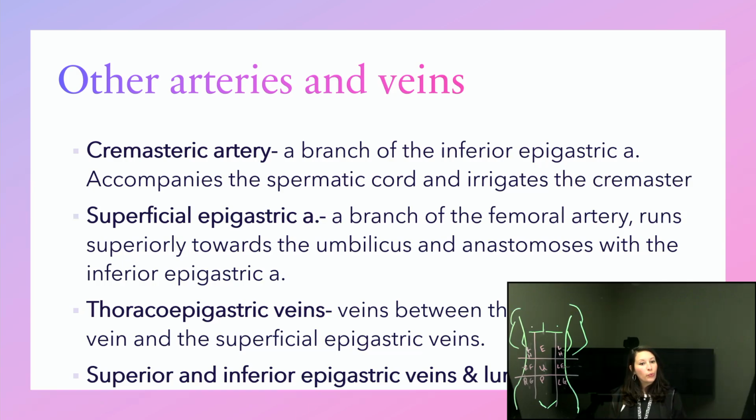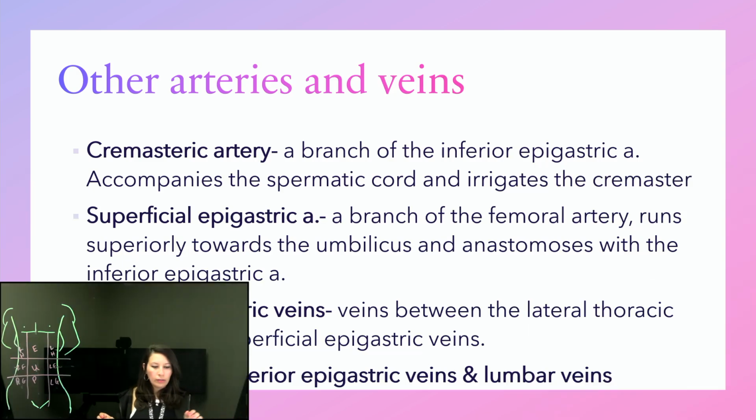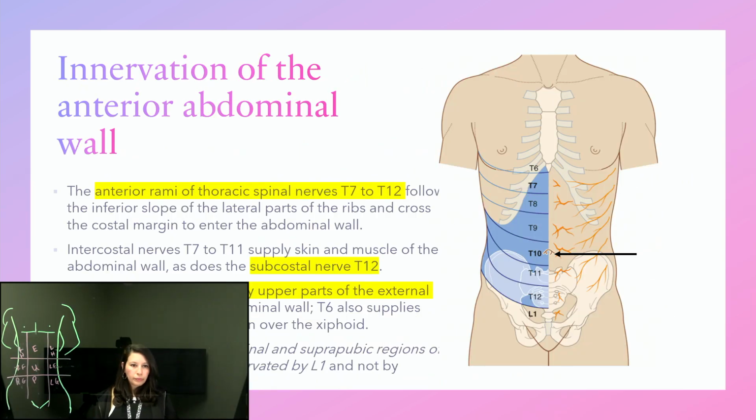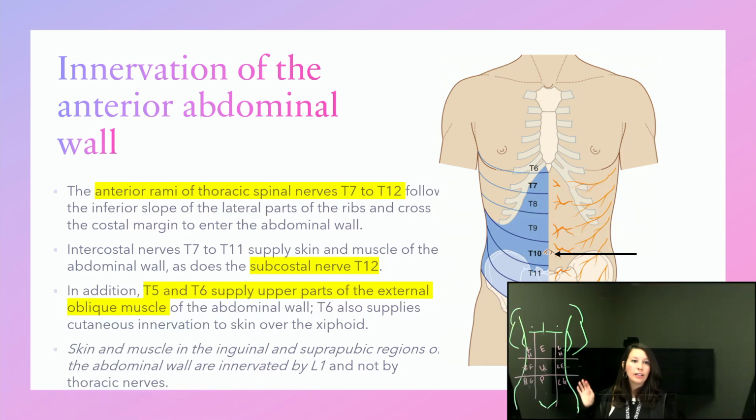You also have a superficial epigastric artery, which is a branch of the femoral artery, running towards the umbilicus and anastomosing with the inferior epigastric. You also have your thoracoepigastric veins, superior and inferior epigastric veins, and lumbar veins as part of the blood vessels in this area. Okay, now we have to talk about the innervation of the anterior abdominal wall.